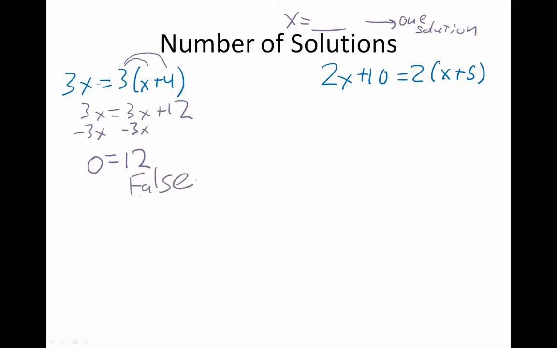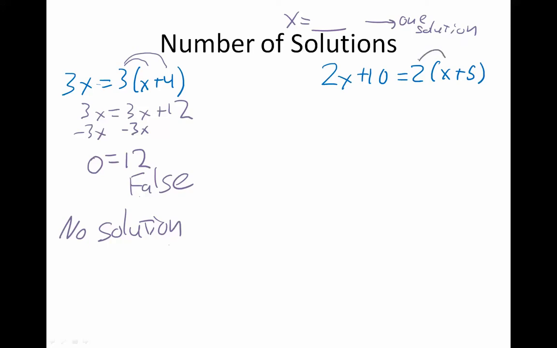It is a lie. When this happens, when at the end you've canceled the variables out on both sides and you're left with a statement that is false, it means that there's no solutions. It means that there isn't a number that I can plug into this to make it true. When this is false, there are no solutions.